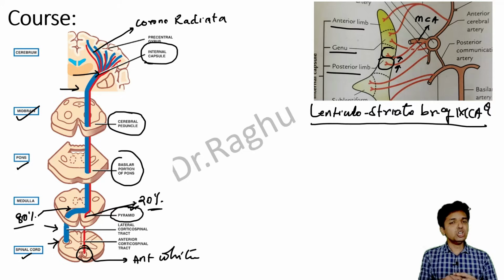So now we have two corticospinal tracts. One is called the lateral corticospinal tract, which has crossed fibers, and where is the crossing taking place? Crossing takes place at the lower part of the medulla, and 20% of the fibers remain on the same side. These are the anterior corticospinal tract fibers. So this is the course of the corticospinal tract.